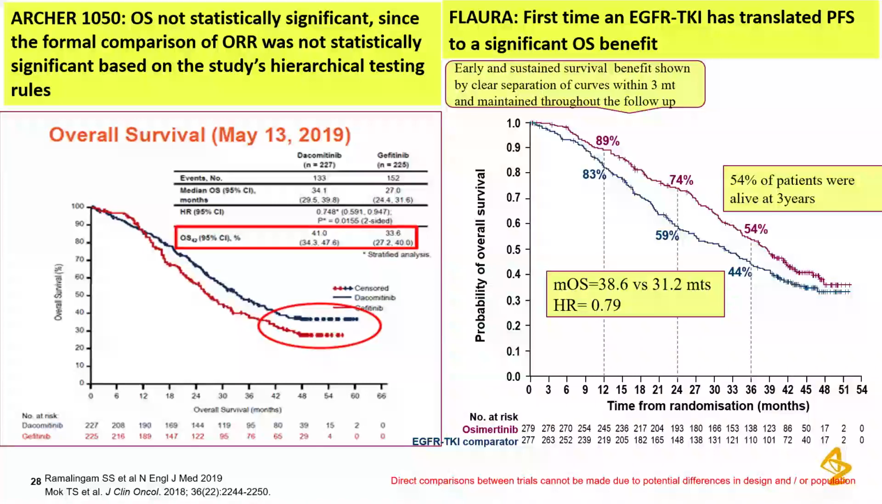So there is an early and sustained survival benefit shown by clear separation of curves, with a 3 months survival benefit maintained throughout the follow-up. So 54% of patients were alive at 3 years. The OS is 38.6 versus 31.8 months with a hazard ratio of 0.79.